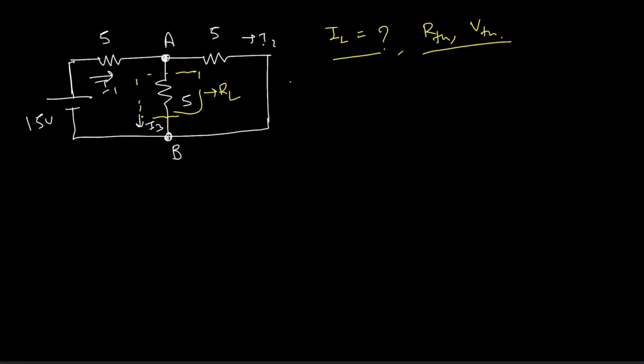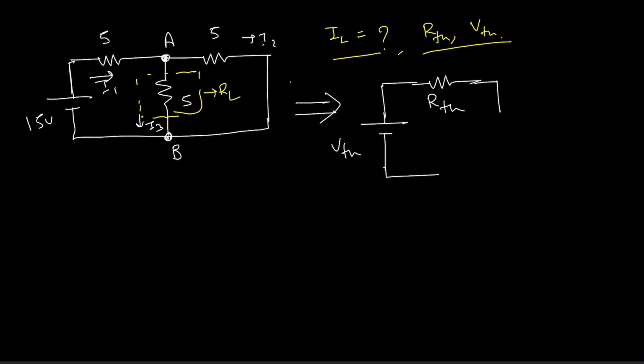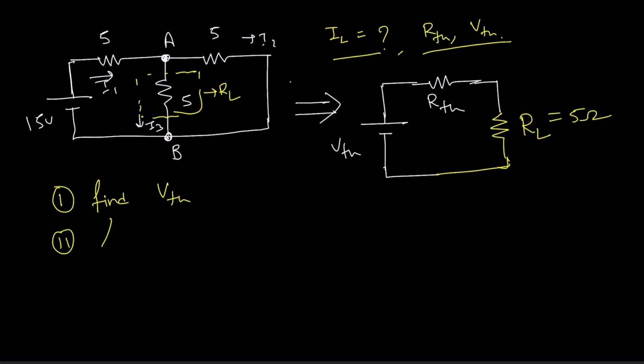What you need to do. First, draw the equivalent circuit. This will be a voltage source VTH. Connect a resistance RTH, and then this will be the load resistance RL. Here RL is 5 ohm. And now we need to find VTH and RTH. Okay. So first we need to find out the value of VTH.